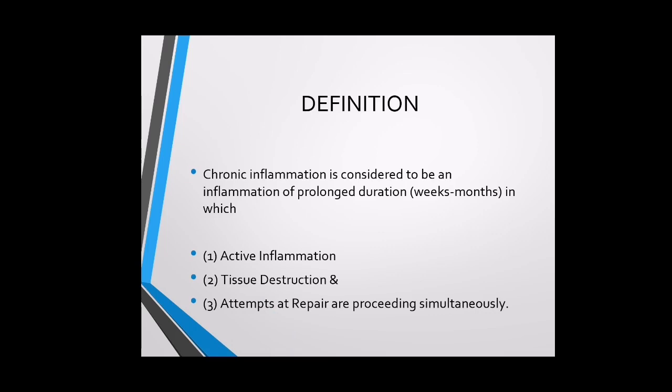After duration, the second point is cells in inflammation. The main cell in acute inflammation is the neutrophil, while lymphocytes and monocytes are the main cells seen in chronic inflammation. So, two aspects: duration and cells. The point to be added is association with healing or repair and tissue destruction. Whatever damage occurs to the body, the body initiates repair of the damage. The main hallmark in acute inflammation was increased vascular permeability, while the hallmark in chronic inflammation is tissue destruction and repair.